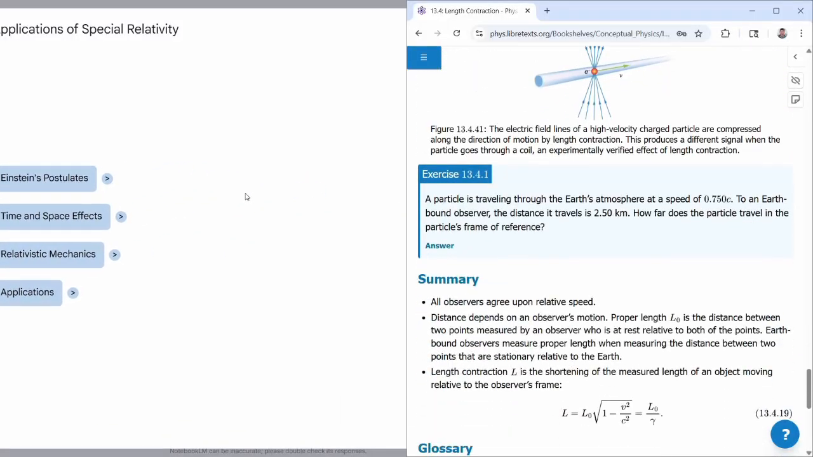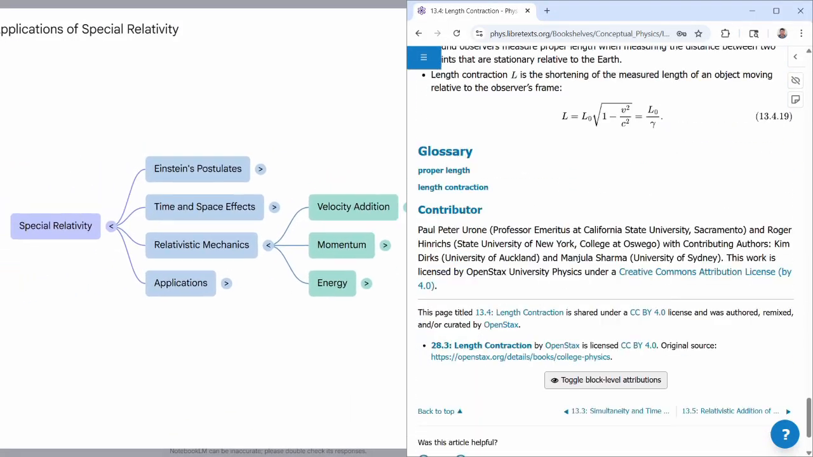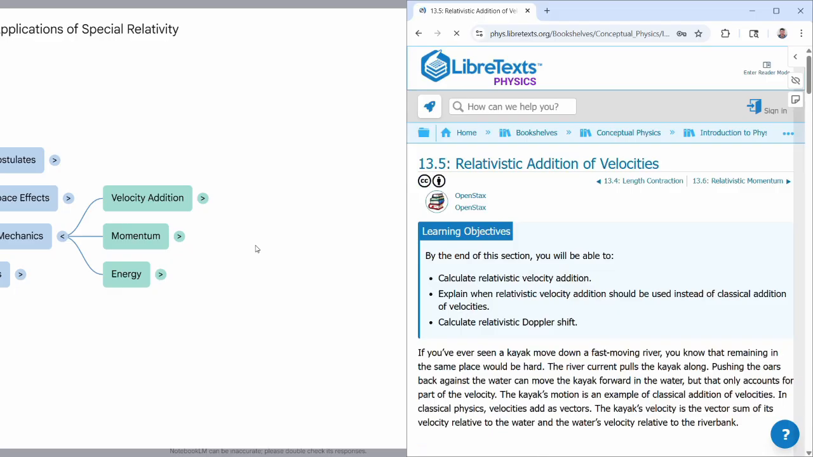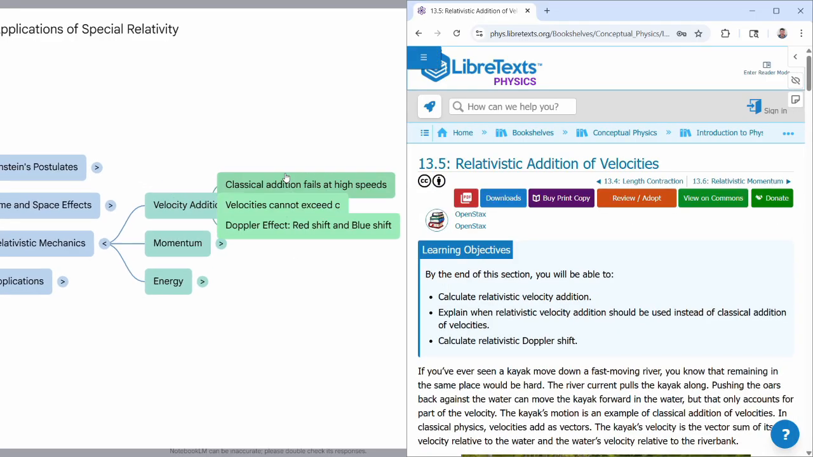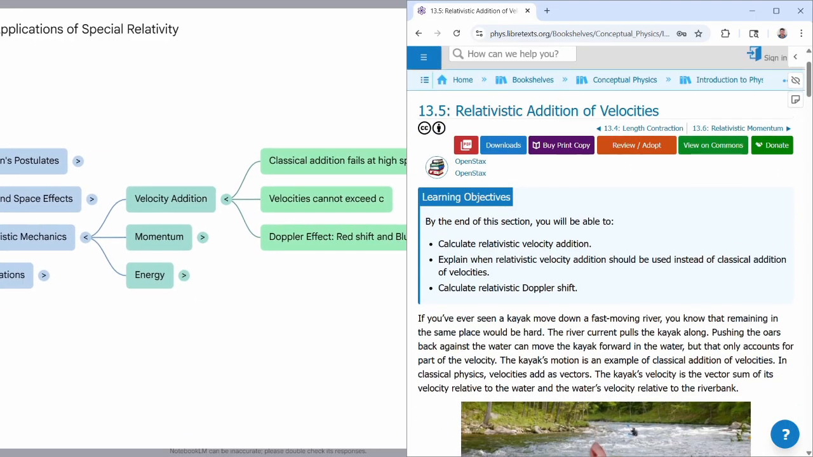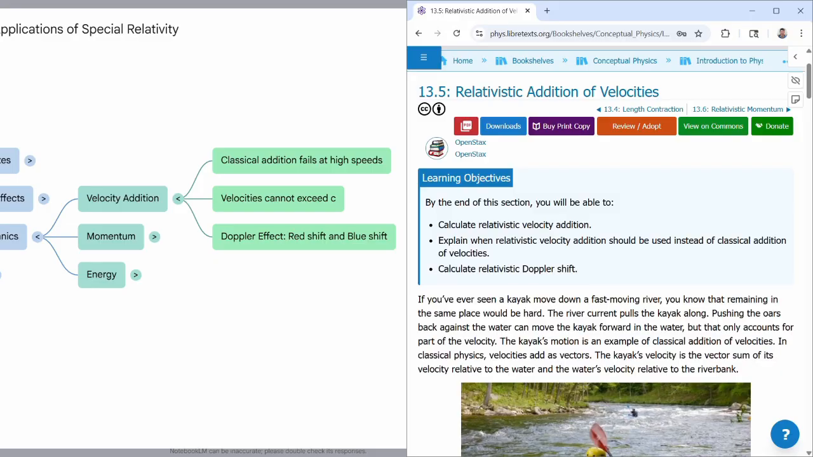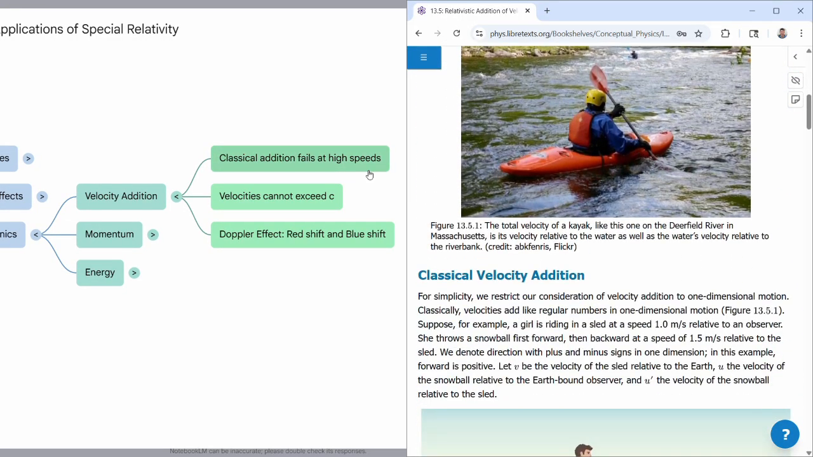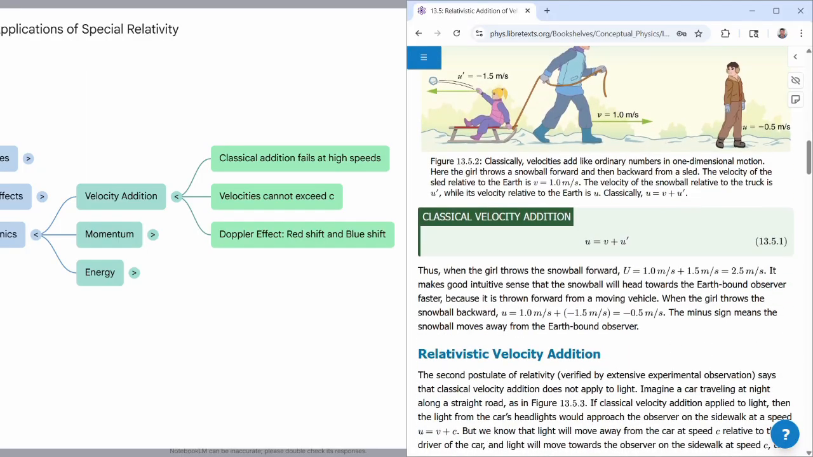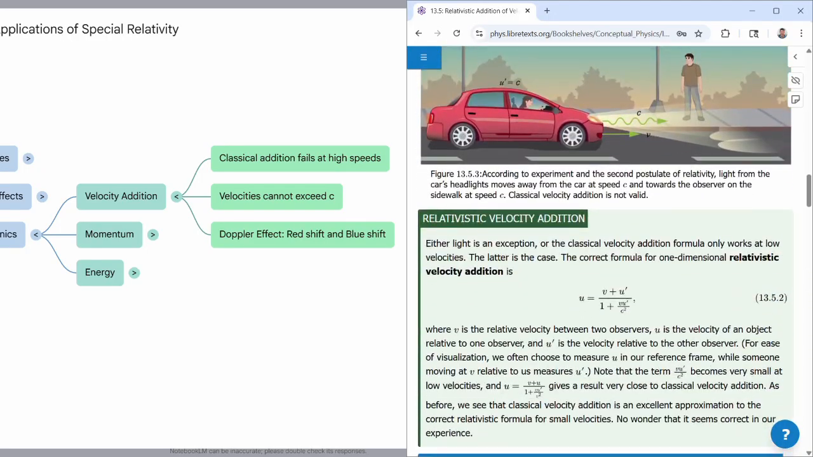In relativistic mechanics, velocity addition, I don't think I covered that in any of the lectures specifically. It is covered in section 13.5, relativistic addition of velocities. And I'll just admit to something, which is that I hate that relativistic velocity addition formula. It looks so complicated.